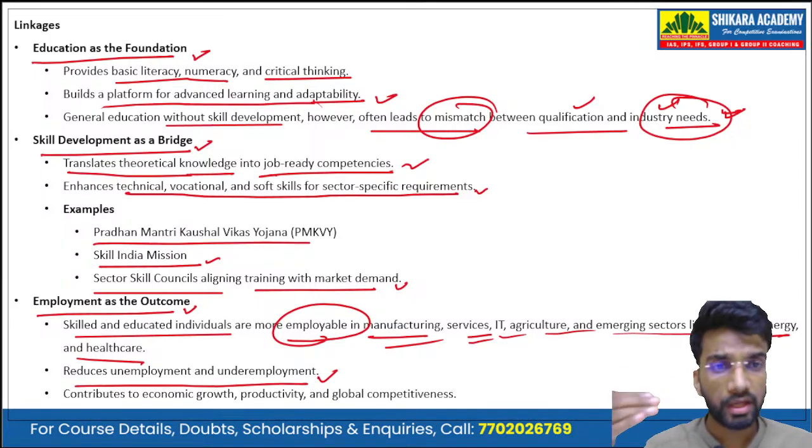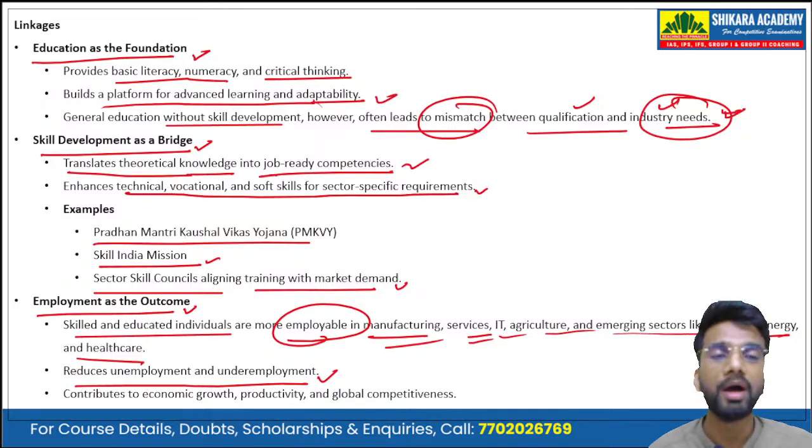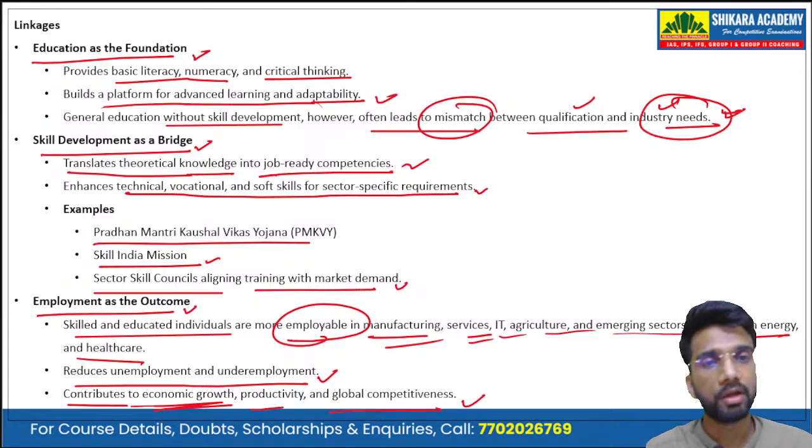Okay, an educated as well as well-skilled population reduces unemployment as well as the problem of underemployment in the overall population. Unemployment means the individual is not able to find a job. Underemployment means there is a high mismatch between the qualification of that individual and the type of job he or she is doing. Then it overall contributes to the economic growth, productivity, and the global competitiveness of the Indian economy.